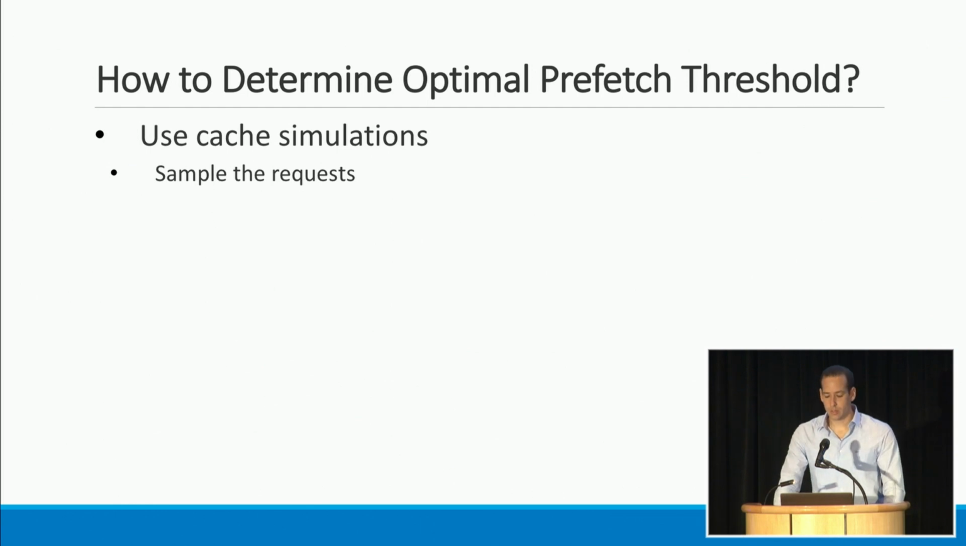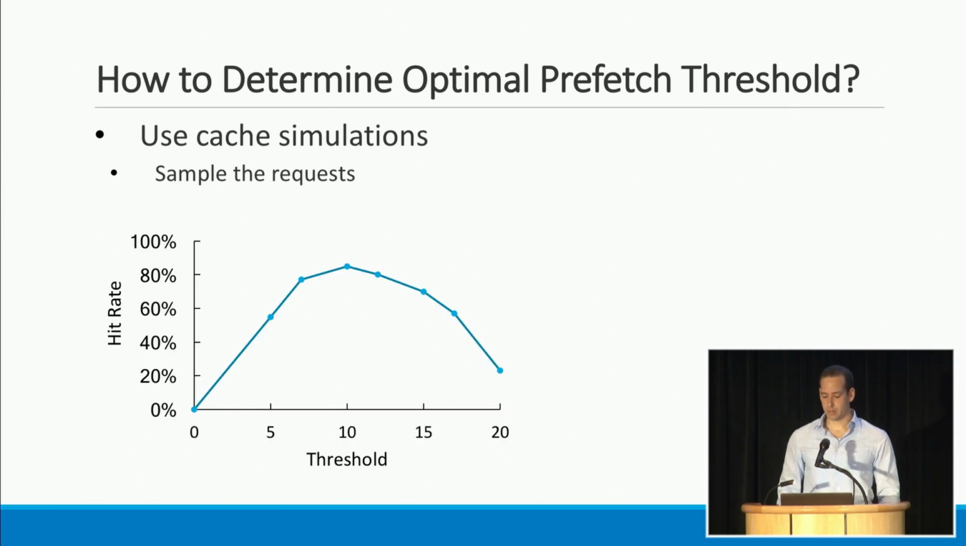Ideally, we would want to experiment with multiple thresholds and multiple configurations, but of course, this is very expensive. So instead, what we do is run cache simulations. We only sample a very small portion of the requests, like 0.1% of the traffic. And then we use these samples, these cache simulations, to create a very low overhead estimate of the hit rate curve as a function of the threshold. And apparently, this is a very good approximation of the right threshold we should use.